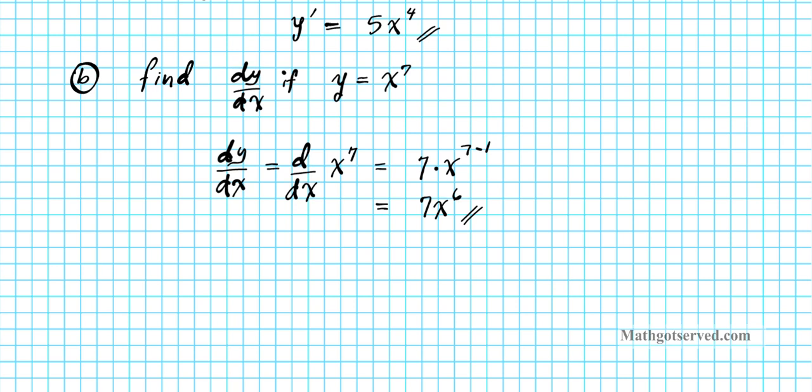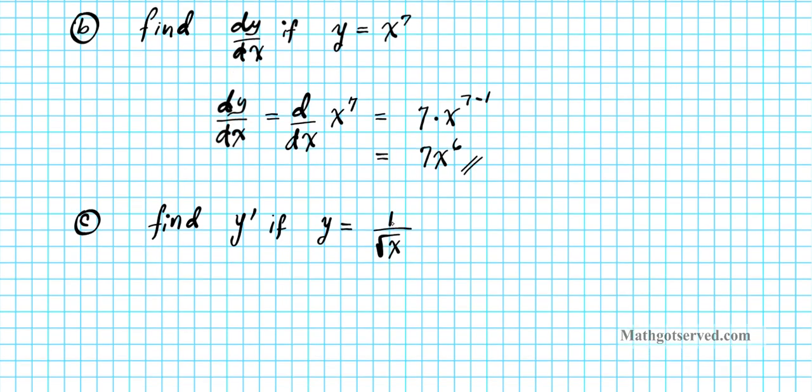All right, now the C part. In this case, all right, so for question number C, we're going to find y prime if y is equal to 1 over the square root of x. Okay, all right. So let's do this. Now, if you take a look at this problem, this does not look like a power function. The question is, can we rewrite this as a power so we can basically make use of the power function we already know how to use so we can find the derivative?